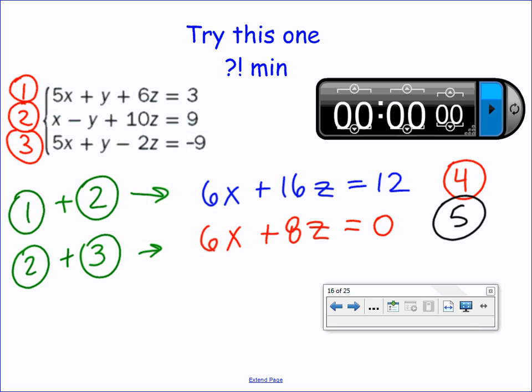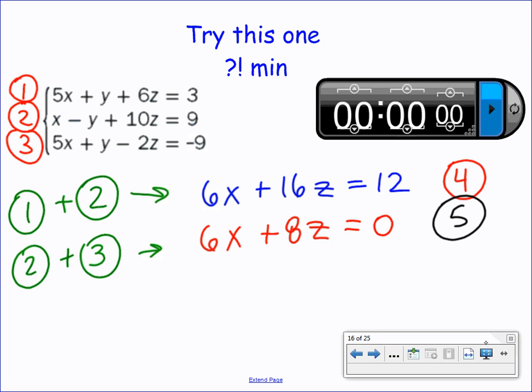All right, so I've generated a two variable system. Now it's like Bellwork. The only difference is instead of having x's and y's, I've got x's and z's. But it's still two equations, two variables. I have enough information to solve. So what strategy would we like to do now? How about 4 minus 5? Do you guys see that?